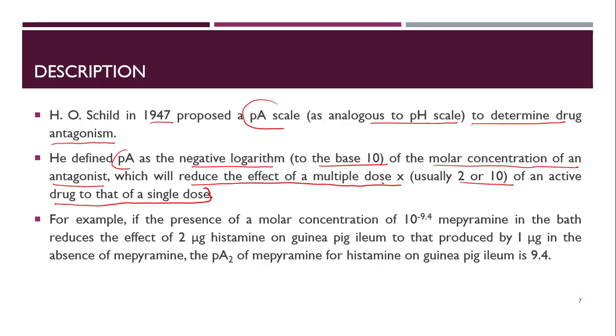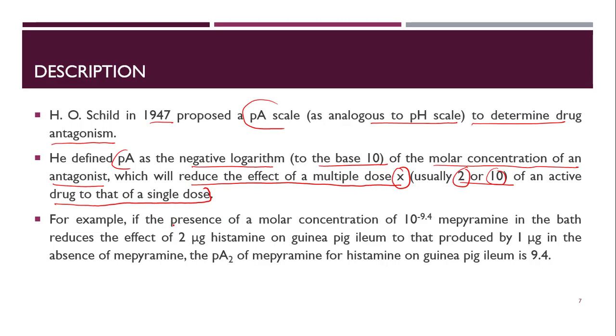Here they have mentioned that X can have the value 2 or 10. When X has value 2, we call it the pA2 value, and when X has the value 10, we call it the pA10 value. What are these pA2 and pA10 values? We will be studying in the next few slides. An example is given to explain what we exactly mean by the pA2 value.